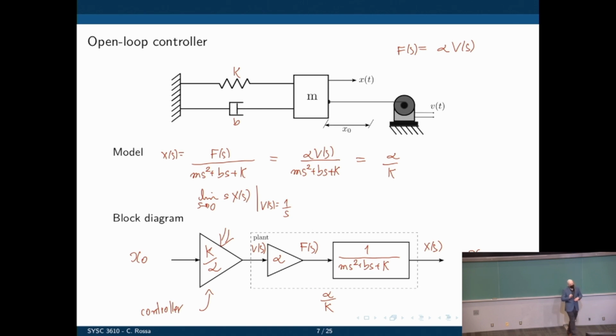Well, this only works under 2 assumptions. The first one is that we know the model exactly. We just made an assumption that a force is proportional to voltage, which is not necessarily true. We are also assuming that we know exactly what alpha is, what k is, which may not be the case. Depending on the system, they may vary over time. So that's the first assumption: we need to know the model exactly. The second assumption is that there's nothing external to this system acting on it. In other words, there are no disturbances.